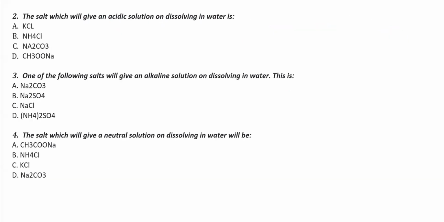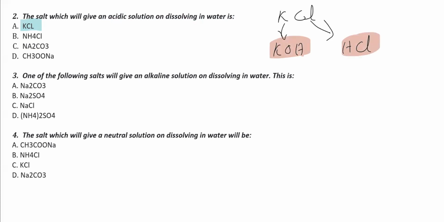The next part, we have to find the salt which will give an acidic solution on dissolving in water. Clearly, we have to find the acidic salt. So let's take the first example: potassium chloride. You need to understand the parent base has to be KOH and Cl can be obtained from HCl, or the parent acid is hydrochloric acid. Now you must know that both of them are strong. Therefore, the salt will be neutral in nature.